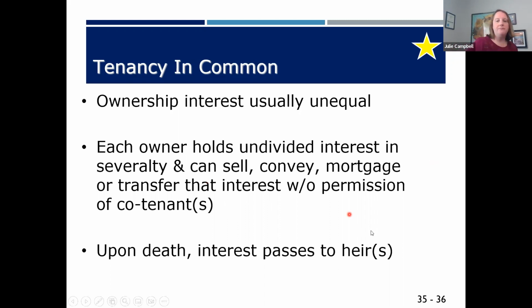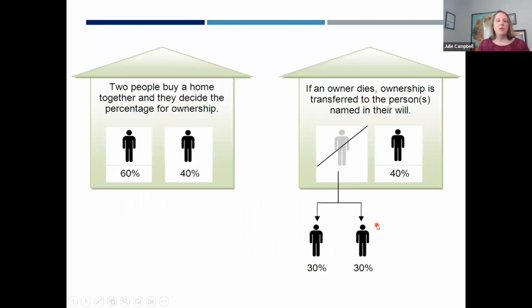So let's look at a picture. Two people buy a home together. They decide the percentage of ownership. One individual owns 60%, one owns 40%. The 60% individual passes away. Their interest is divvied between their heirs. This is the best picture of Tenancy in Common. Keep it simple. When an owner of Tenancy in Common passes away, their interest goes to their heirs.